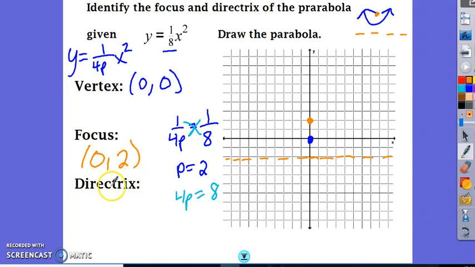The directrix is always either a horizontal or a vertical line. It must be written as an equation of a line. It goes through the y-axis, so it will be y equals, and it crosses at negative 2. So y equals negative 2.